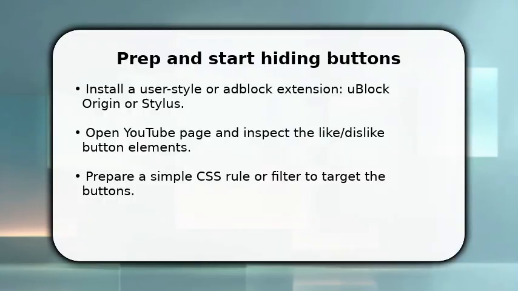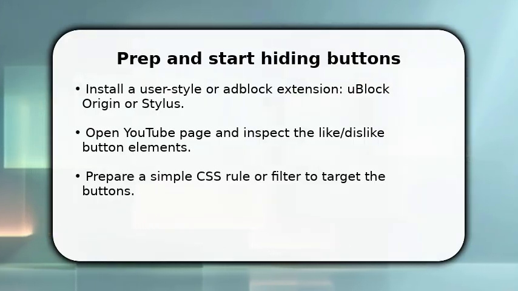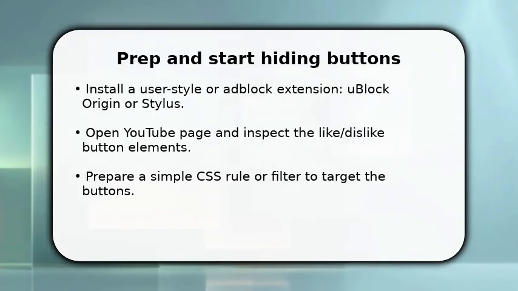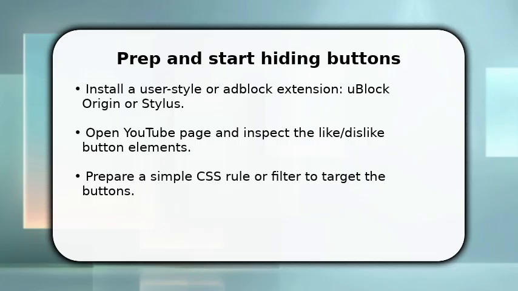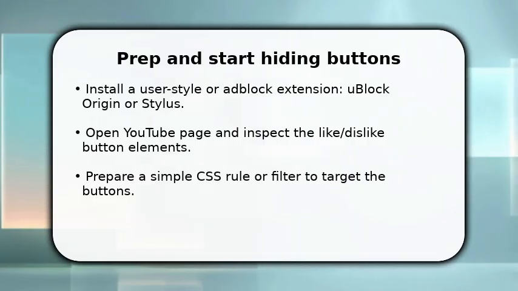You start by installing either uBlock Origin or Stylus. These are the tools that let you remove interface elements. Once installed, open YouTube and use the browser inspector to identify the /dislike button selectors. Make sure to note class names and container ID.